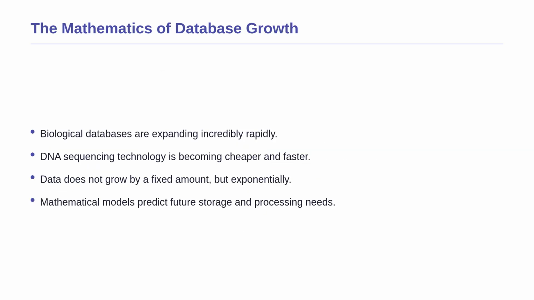Now that we understand how databases are structured, we must address a massive logistical challenge. One of the most incredible things about biological databases, especially primary ones like GenBank, is how rapidly they are expanding. Because DNA sequencing technology is becoming cheaper and faster every day, the amount of data we store does not just grow by a fixed amount each year, it grows exponentially. To understand and predict how much computer storage and processing power we will need in the future, computational biologists rely on the mathematical model of exponential growth.